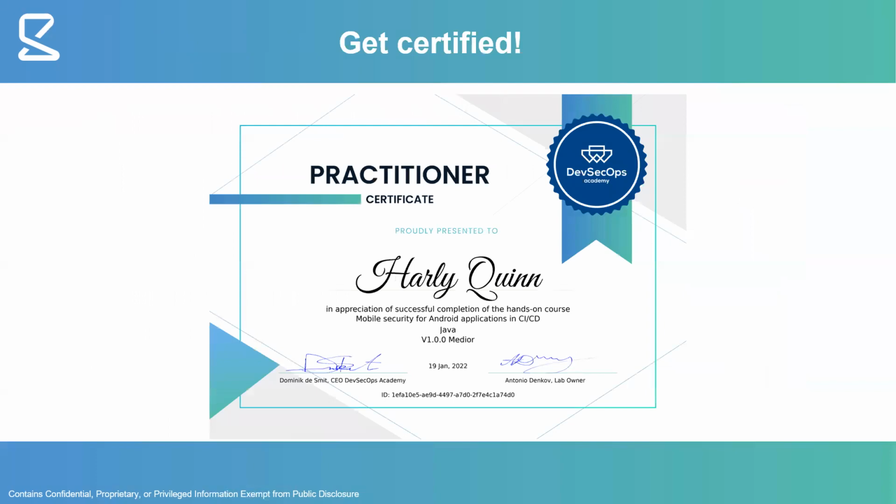After, you have a certificate, of course, a practitioner certificate with your name on it, and a signature. The beauty of this is that you can put it on your resume, and even better, you can put it on your LinkedIn. So you can show your network that you are certified right now in mobile security.